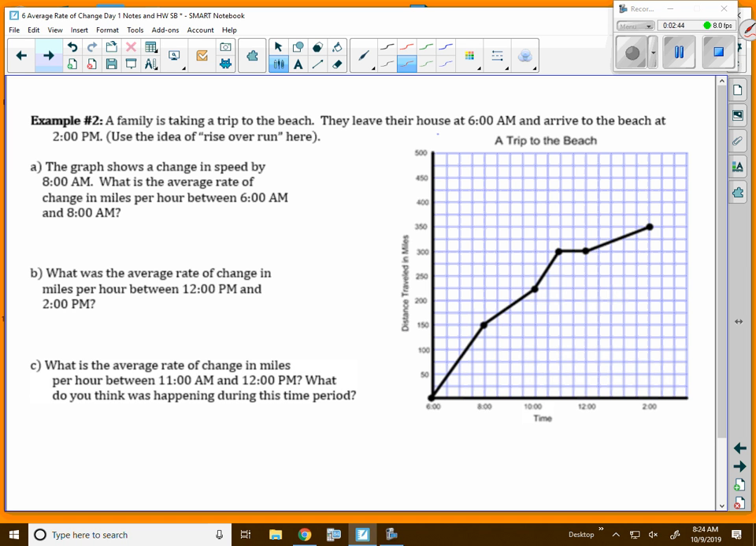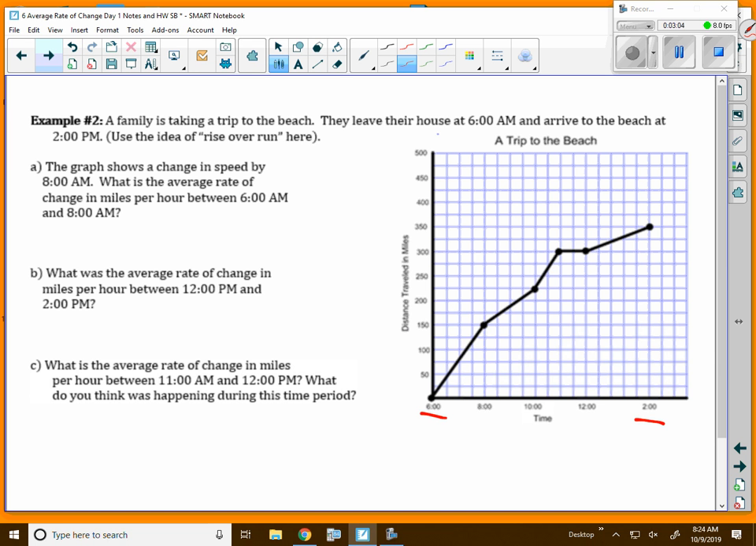So we have a family that is taking a trip to the beach. They leave their house at 6 a.m. and arrive at the beach at 2 p.m. So you're going to see down here time. We start at 6, we end at 2 p.m. Use the idea of rise over run here to help you.